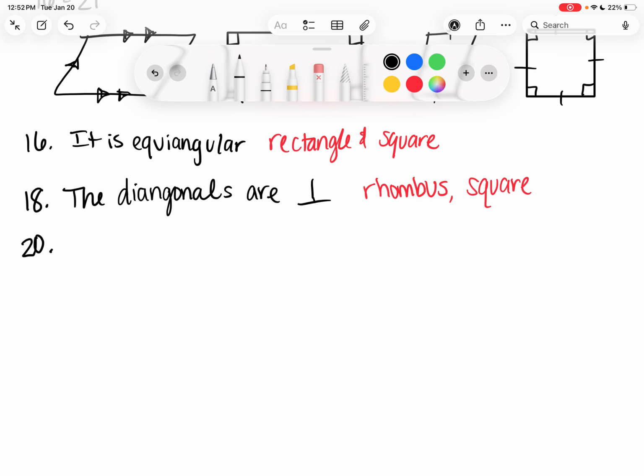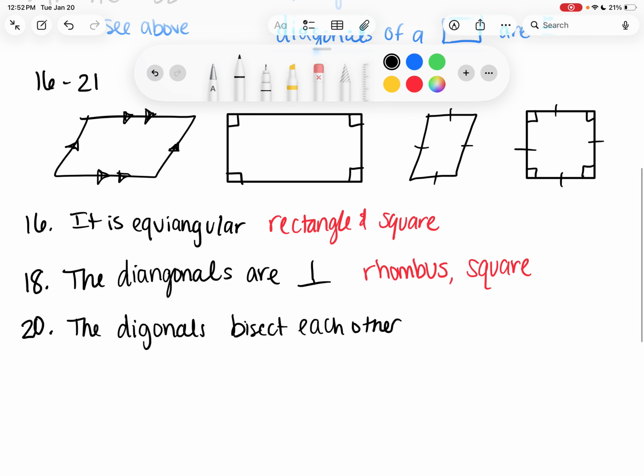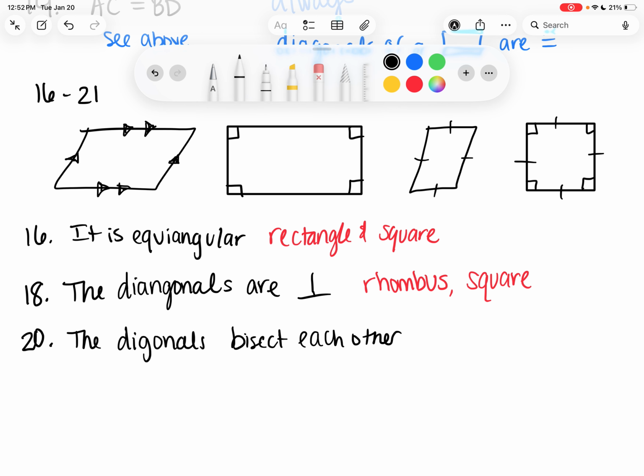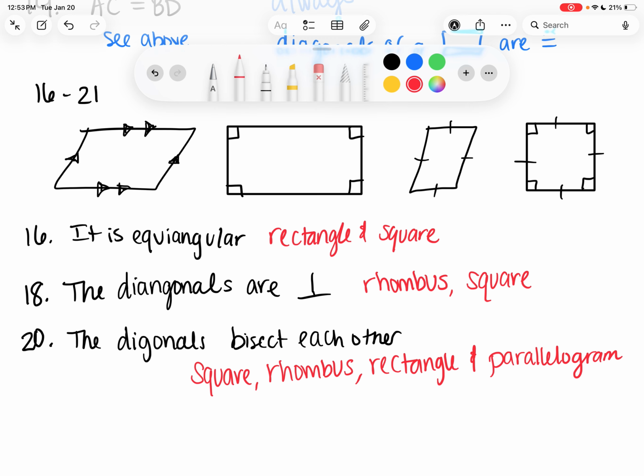20. The diagonals bisect each other. Square. That's one. Right. No. A rhombus. Rhombus is one. Is all of them. It is all of them. Rectangle and parallelogram.